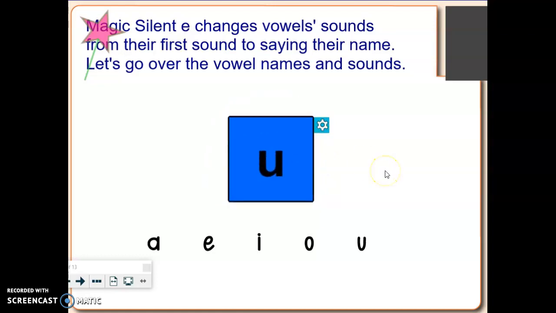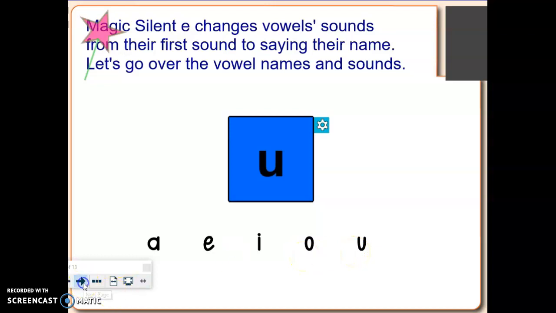U says uh. So the names of the vowels are A, E, I, O, and U. But the sounds that they make are actually the short sounds. We're going to learn today the long sound. When we talk about the long sound of a vowel, the vowel says its name. So A says A, E says E, I says I, O says O, and U says U.